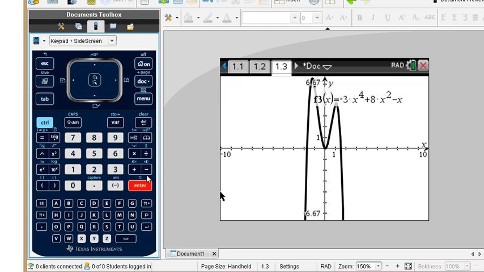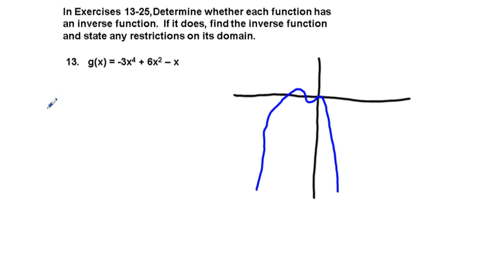So we graph this function, and yes, we see that this does not pass the horizontal line test. So we will say, does it have an inverse function? We say no. And just like some early problems, fails the horizontal line test.